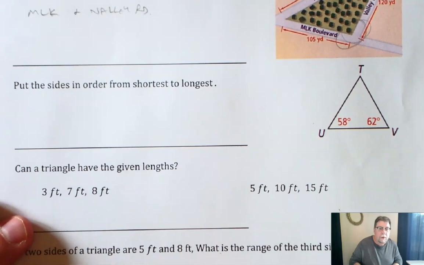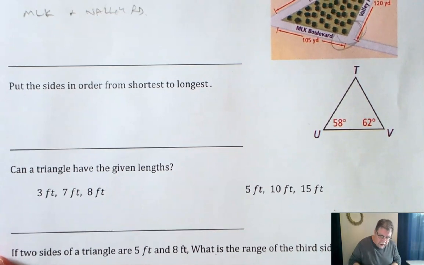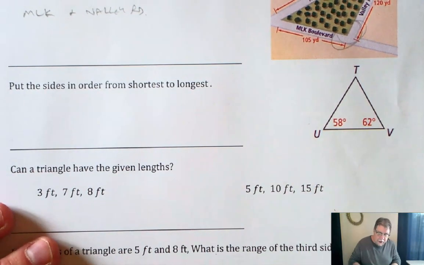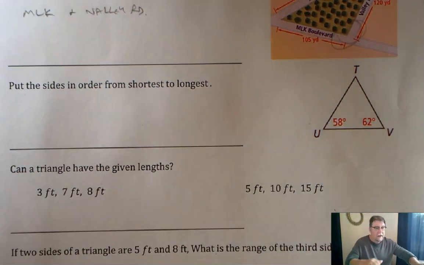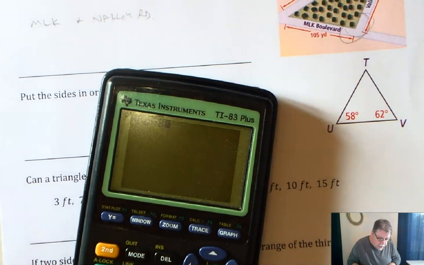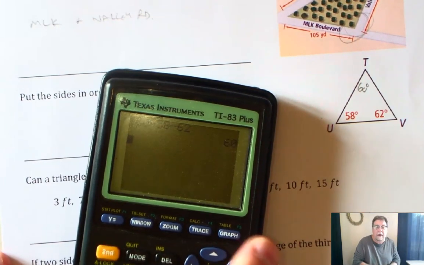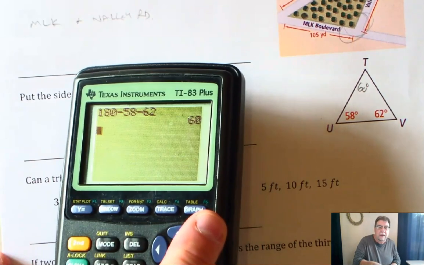Next question, put the sides in order from shortest to longest. Well, I probably need to find out what that measure is, since we could take 180 from these numbers. Let's do that here. 180 minus 58 minus 62 gives us 60 degrees. So there's a 60-degree angle there. Hope you could see that. There you go.